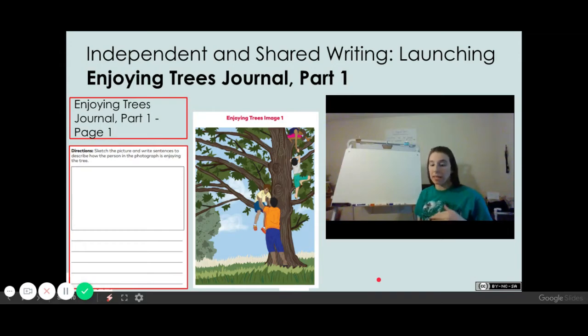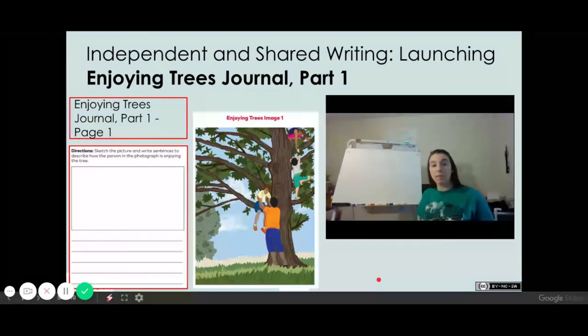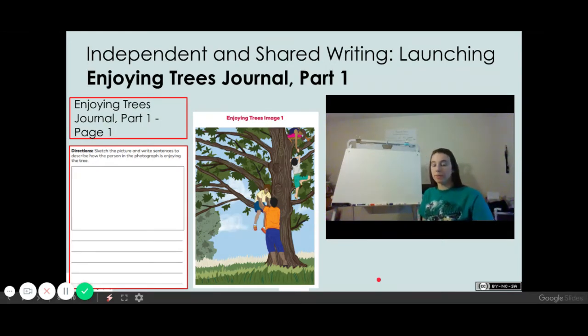Remember, a noun is a person, place, or thing. The noun in my sentence is going to be the people in the picture. A verb is what you are doing. It's an action. So my verb in the sentence is going to be what the people in the picture are doing. So I'm going to think about my sentence.